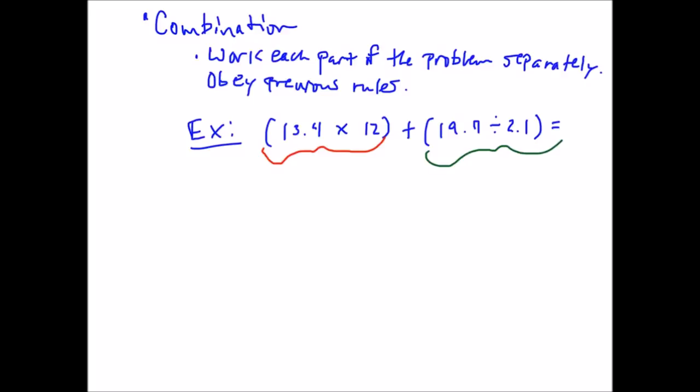We'll do the 13.4 times 12, and we'll obey the multiplication-division sig fig rule. That one's based off of the number of sig figs. So 13.4 has how many sig figs? There's a decimal, so we start on the left-hand side, find the first non-zero digit, count it, and everything after it. So there are 3 sig figs on that one.